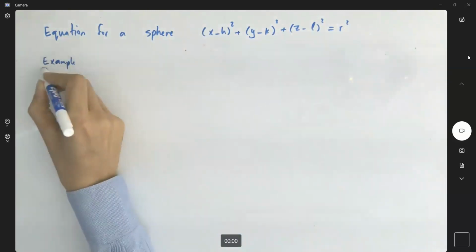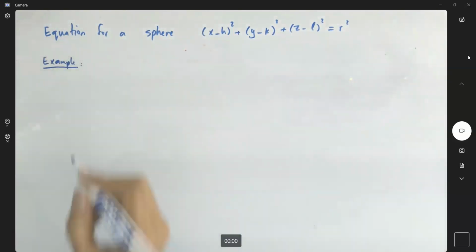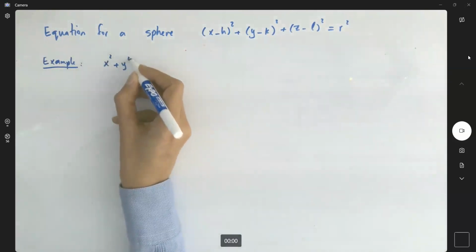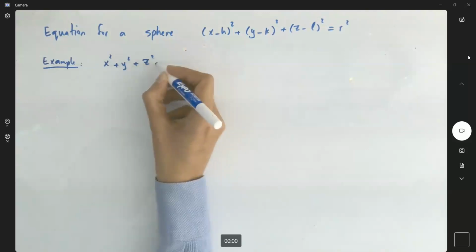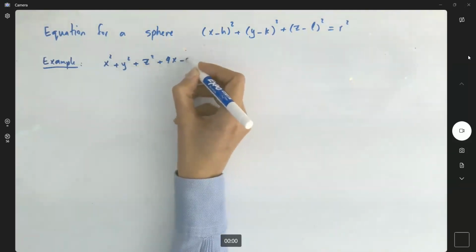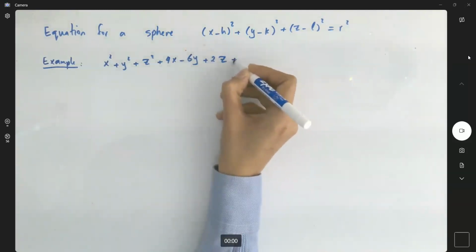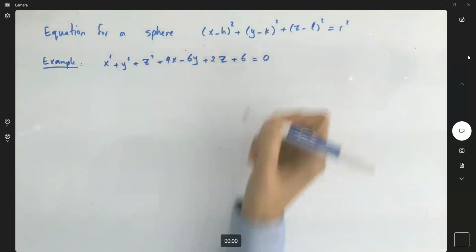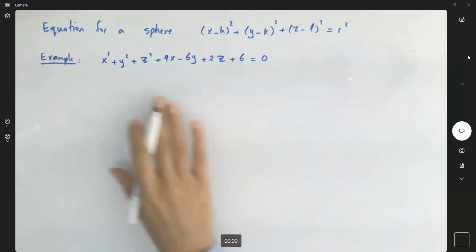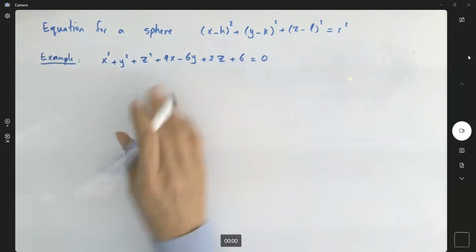In this example, we have an equation. We have x squared plus y squared plus z squared plus 4x minus 6y plus 2z plus a constant like 6 equal to 0. And the question says, what is the center and radius of the sphere?